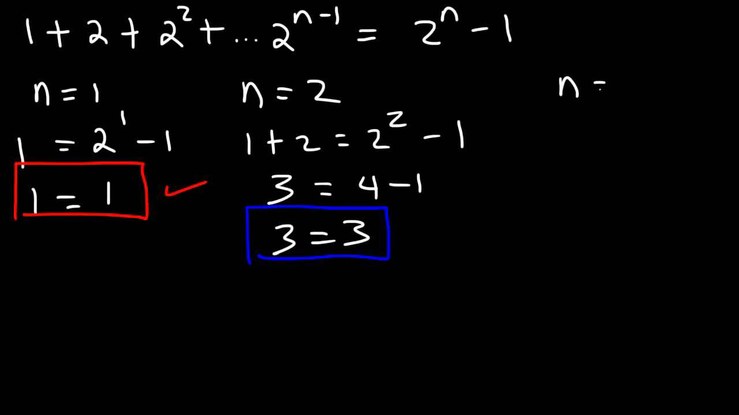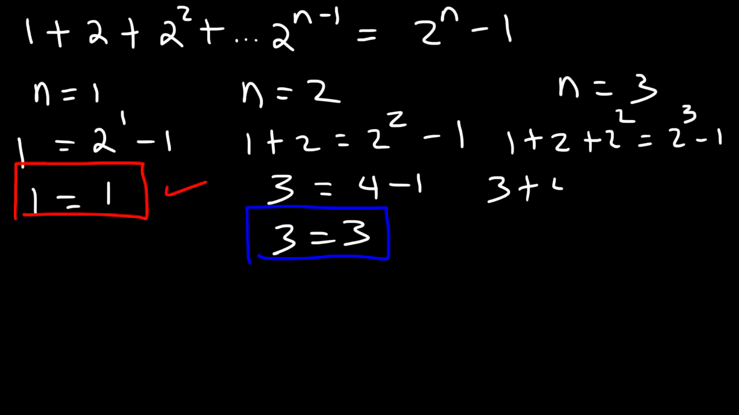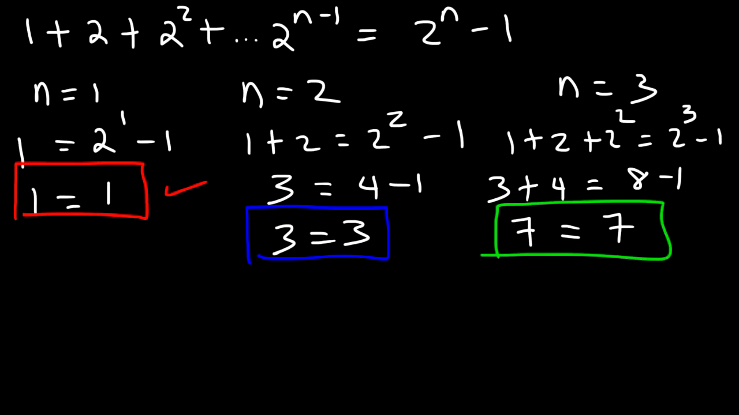Let's see if it's true when n is 3. So on the left, let's add the first 3 terms. So it's going to be 1 plus 2 plus 2 squared. And that has to equal 2 to the third minus 1. 1 plus 2 is 3. 2 squared is 4. 2 to the third, that's 2 times 2 times 2, which is 8. 3 plus 4 is 7. 8 minus 1 is 7. So it's true when n is equal to 3.